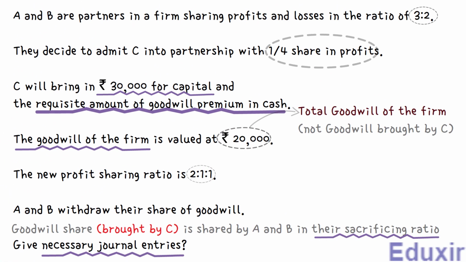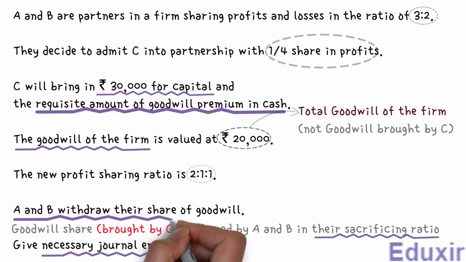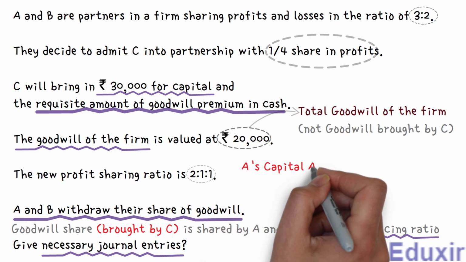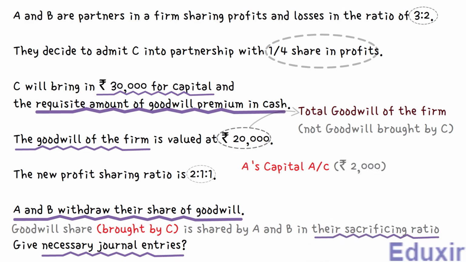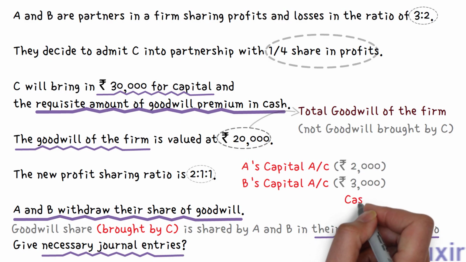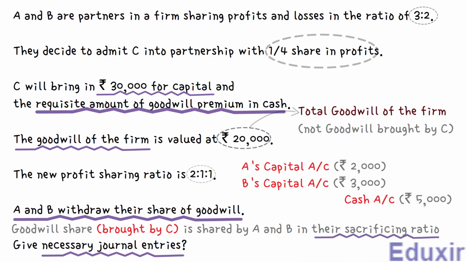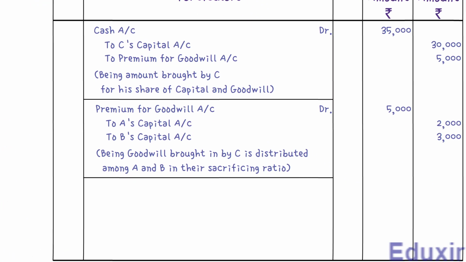Now, it is given in the problem that the old partners A and B withdrew their share of goodwill. See, we have credited the goodwill to the partners' capital accounts, right? So, when they withdraw their share of goodwill, their capital account balances will reduce. So, we should debit partner A's capital account with 2000 rupees, and we should debit partner B's capital account with 3000 rupees. Also, when the partners withdraw their share of goodwill, they withdraw it in the form of cash. So, the cash amount available with the business will reduce. So, we should credit the cash account with 5000 rupees. With this information at our disposal, let us now proceed to record this transaction in the journal.